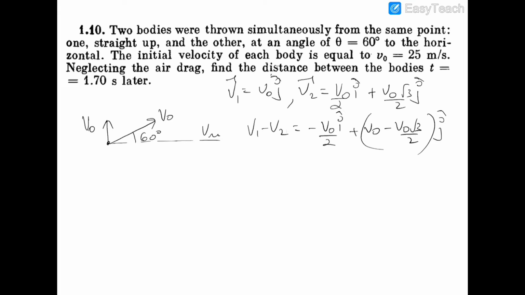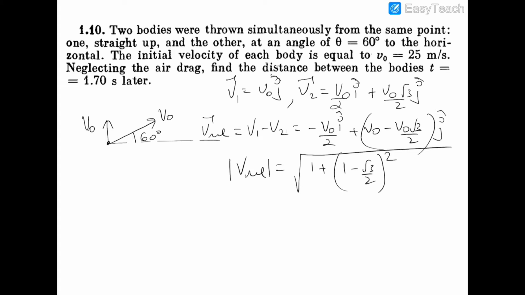So this is v relative, and v relative magnitude will be equal to under root of 1 plus 1 minus root 3 by 2 whole square into v0 by 2, which is common. In fact, we can take out v0 by 2 common, and it would be 1 plus 2 minus root 3 whole square.